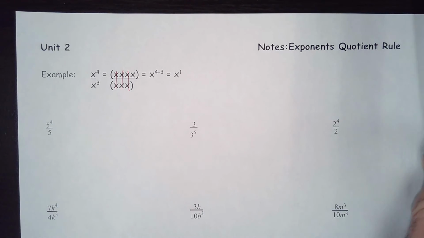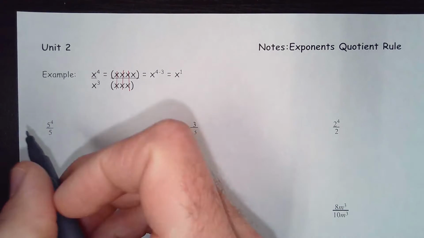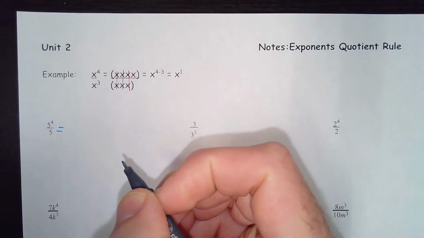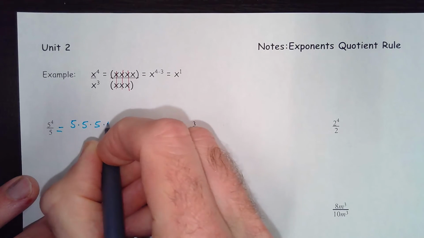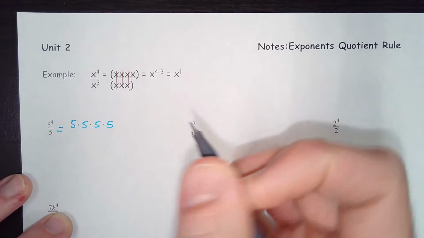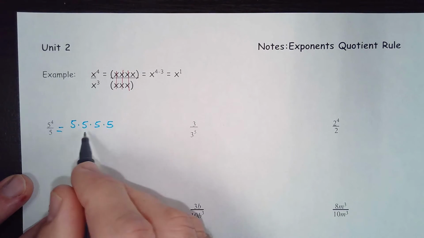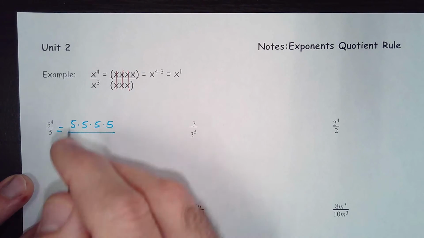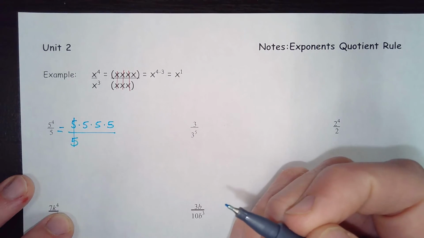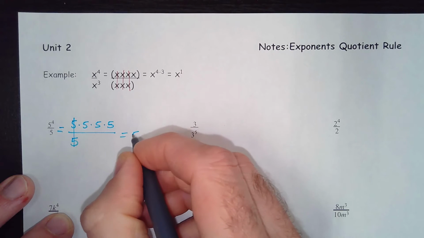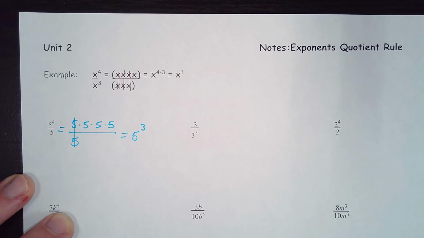On all these, when we're first starting especially, I really encourage you to expand these out and see what you come up with. So 5 to the fourth would be like 5 times 5 times 5 times 5, 5 multiplied together 4 times, divided by one single 5 on the bottom. Cancel out, and we're left with 5 cubed as our numerator, or just as our answer.